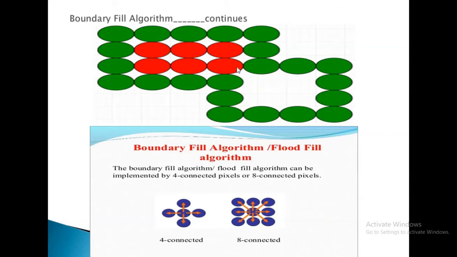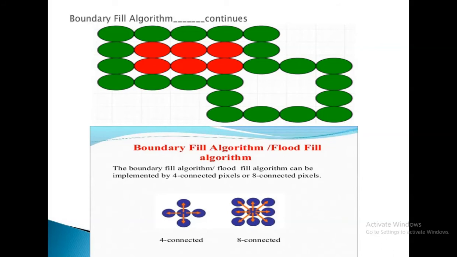So if we use 8 connected, then suppose this one is the seed pixel, and we find out the 8 connected region. So 2 horizontal, 2 vertical, and we find out the 4 diagonal. So 4 diagonal means this is diagonal, this one, and here is the next diagonal pixel. So we find out this region pixel and fill the region with the help of 8 connected, implementing the 8 connected pixels.